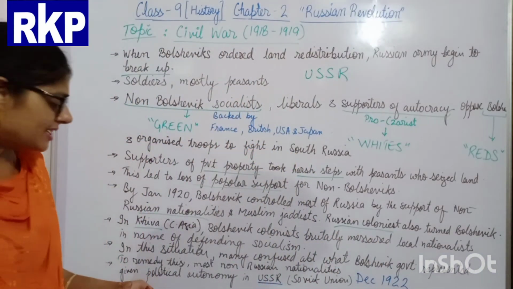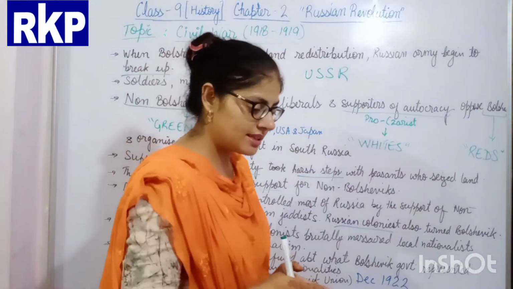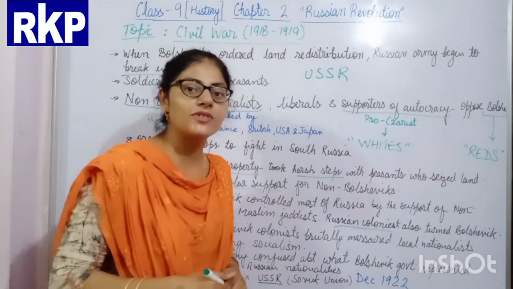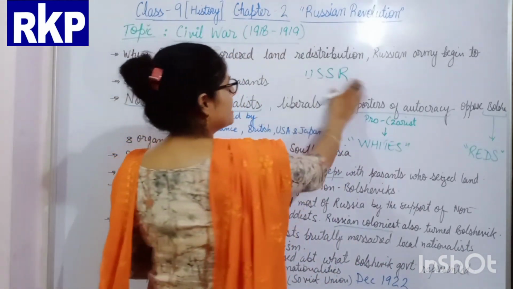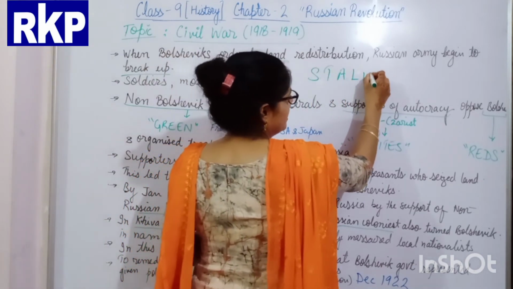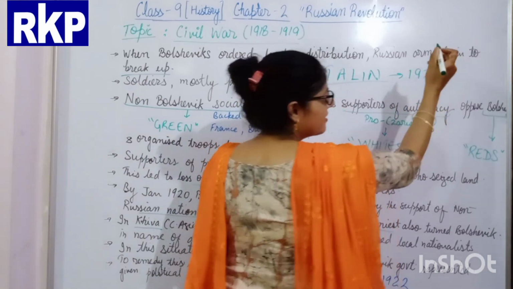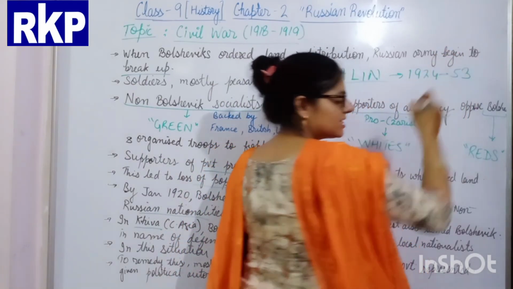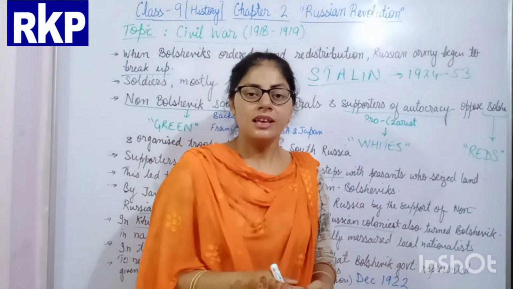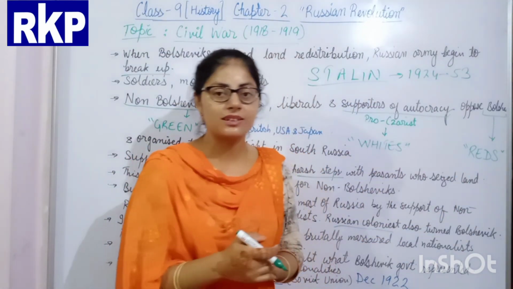Finally, in 1924 Lenin died, and after his death another man came to power and became the leader of the Bolshevik party in Russia, and he was Stalin. Stalin came to power in Russia in 1924 and remained there till 1953. We will study further how Stalin carried out the collectivization process in Russia and other things.